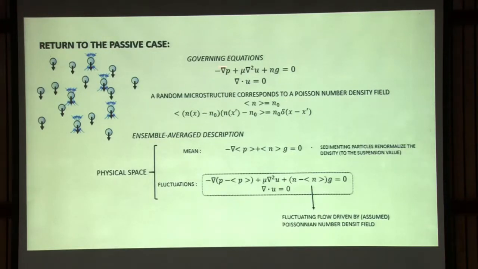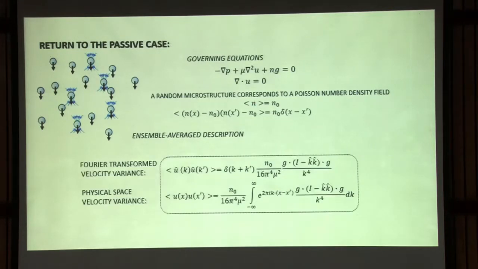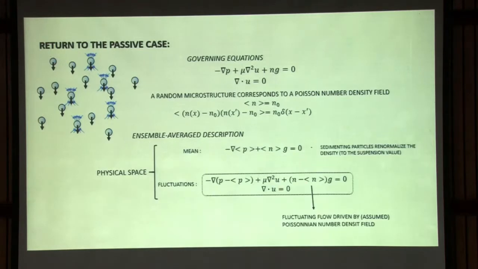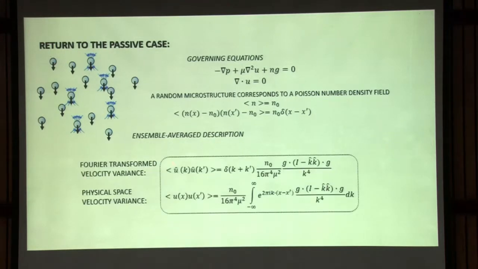So if you directly average the equations, then you get that the average pressure gradient senses the average body force. So the particles basically renormalize the density, okay? And the flow is therefore driven not by the mean volume fraction, but by the fluctuating number density, okay? So this is what gives rise to the velocity field, and this you can solve, at least given the statistics. So this is easily done in Fourier space. So when you solve this equation, you get an expression for the velocity variance in Fourier space, okay?